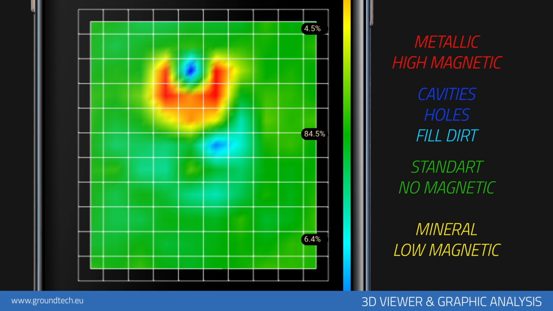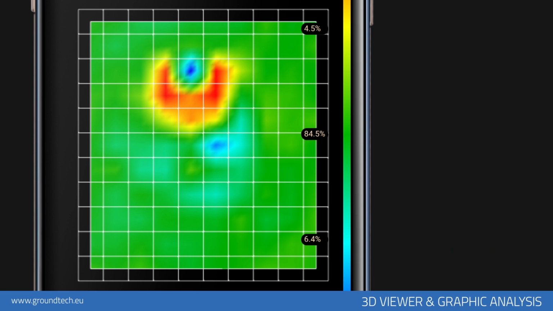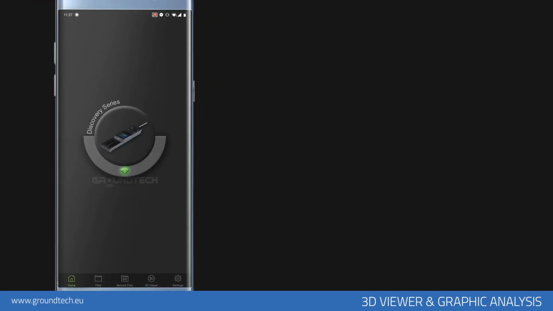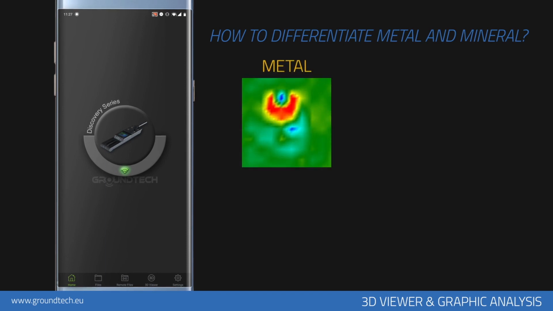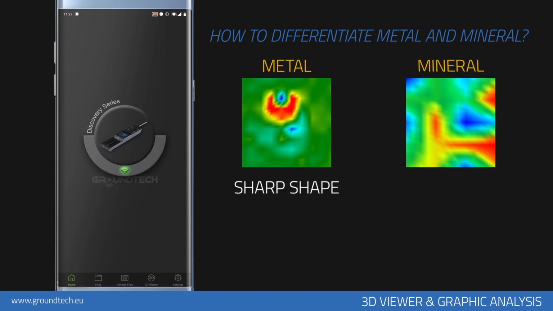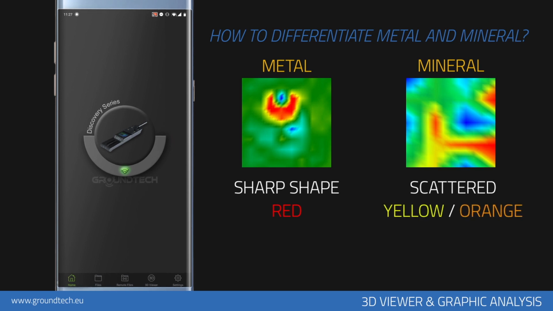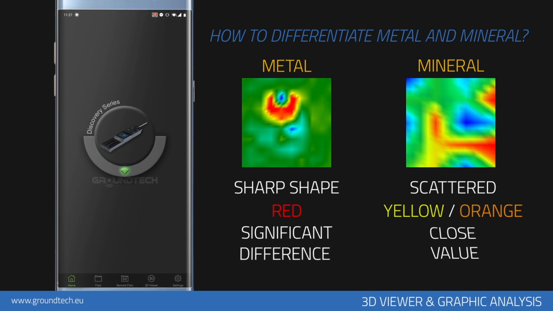While doing graphic analysis, firstly, you should pay attention to the colors and shapes in the graph. To differentiate between metal and mineral, whereas metallic objects have a sharp shape, minerals are usually spread and scattered. Whereas metallic objects are in red color, mineral structures are usually in yellow and orange. The most important feature that distinguishes metallic objects from minerals is that there is a significant numerical difference between the metallic object and the soil in the data received.